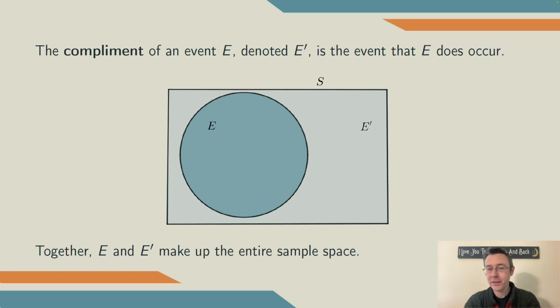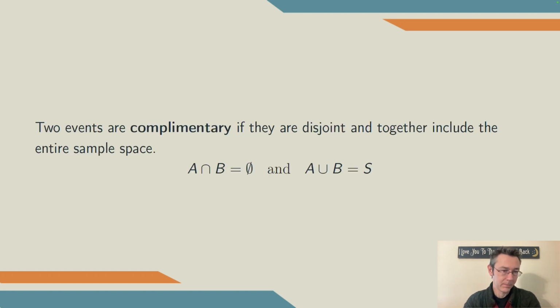So very simple Venn diagram here. The circle inside of that is the event E. The big rectangle is the sample space. And so the part in the sample space but not the event is E prime. So that's the less shaded part of the rectangle. Together, E and its complement make up the entire sample space.